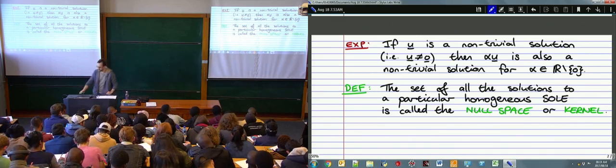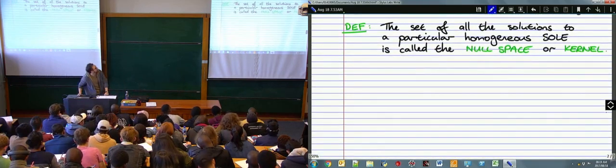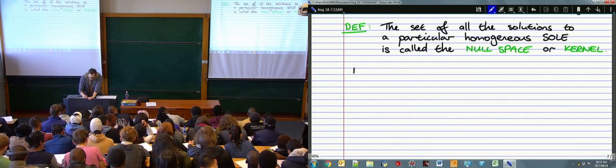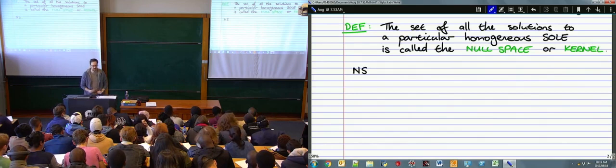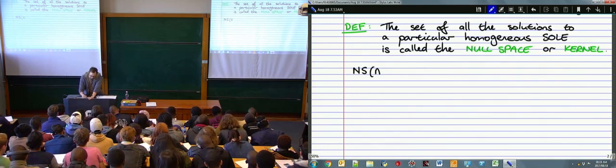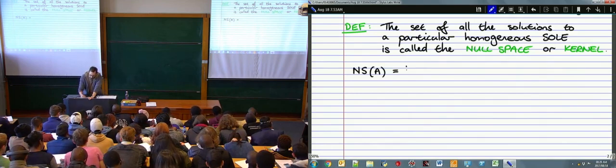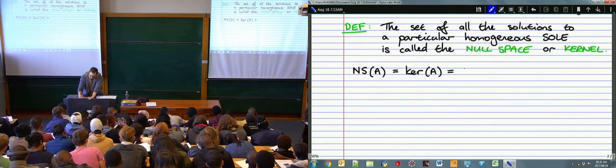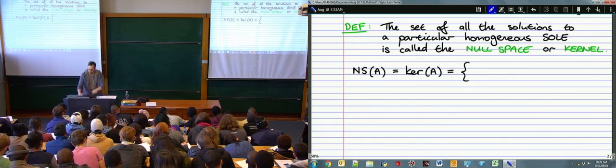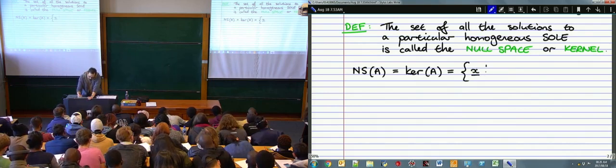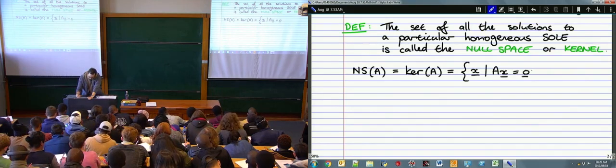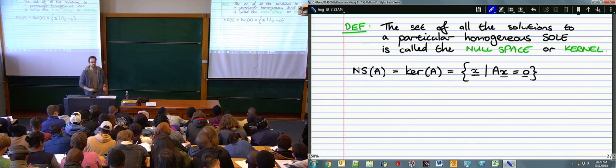And we can define it in the following way. Or maybe we've already defined it like that. We can write it down in the following way. We'd say, the null space, which is normally denoted NS, of a matrix A, or the kernel of a matrix A, is the following set. It's a set of all the vectors x, so that A multiplied by x gives you the 0 vector, right?